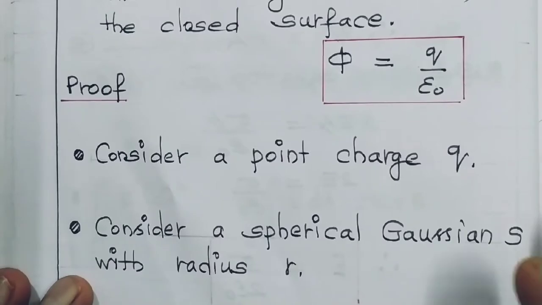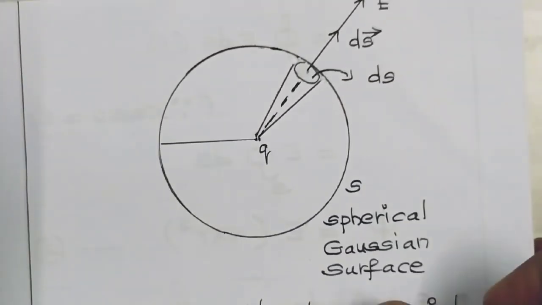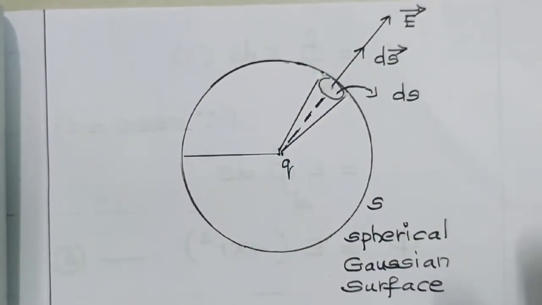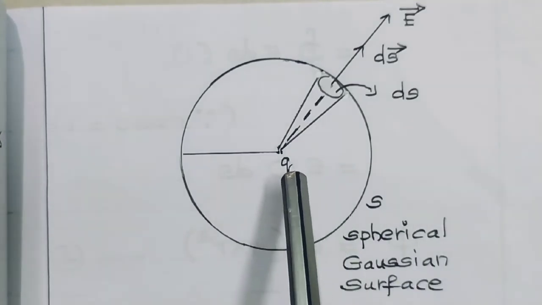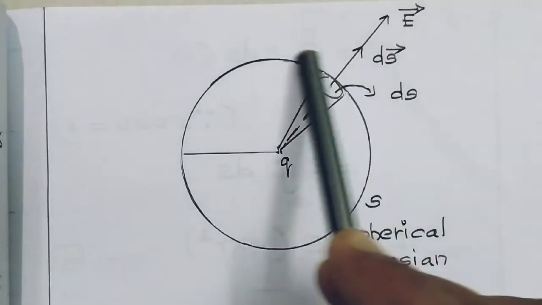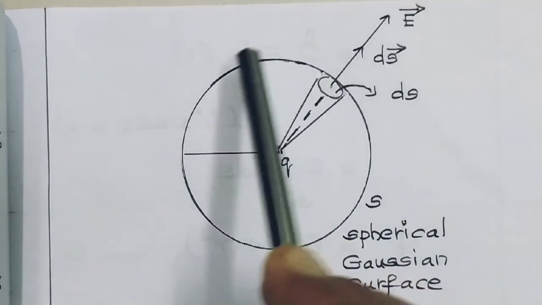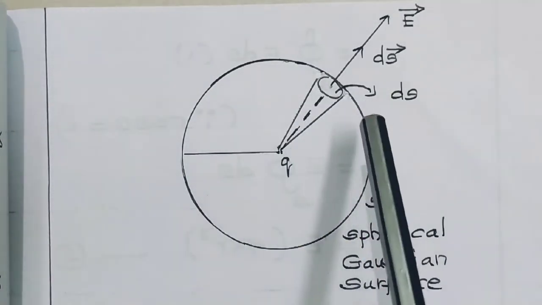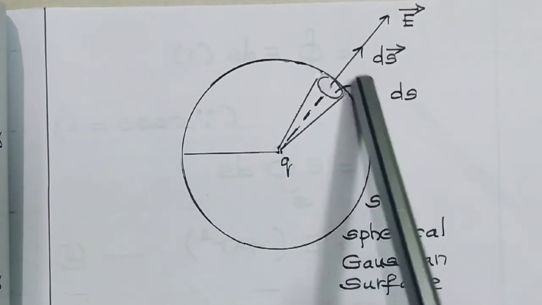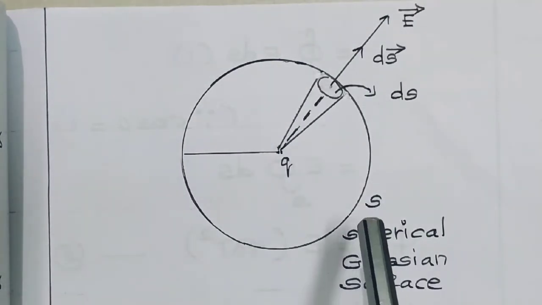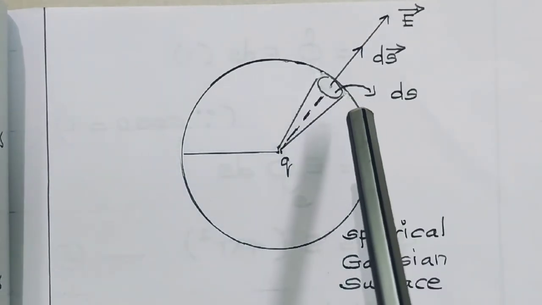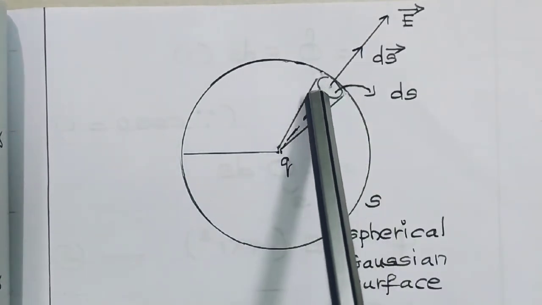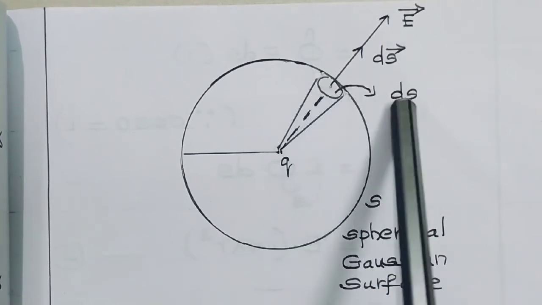Before going to that, let us see the diagram. Here comes the diagram. Let us consider a point charge Q. All around the point charge Q there will be an electric field in a spherical form. So let us consider a Gaussian surface in a spherical form. Let it be S. This is the Gaussian surface. On this Gaussian surface, let us take a small surface. Let it be ds.